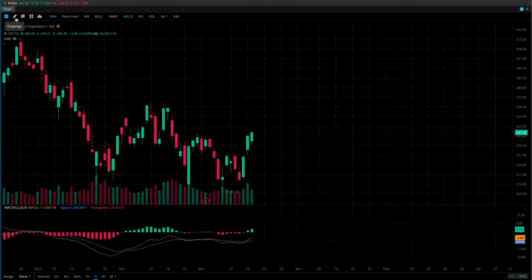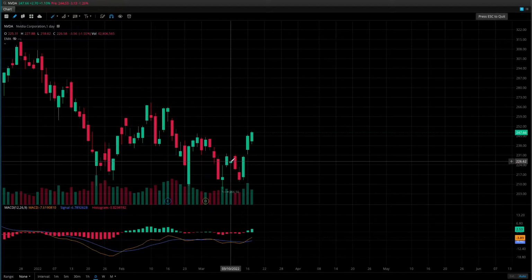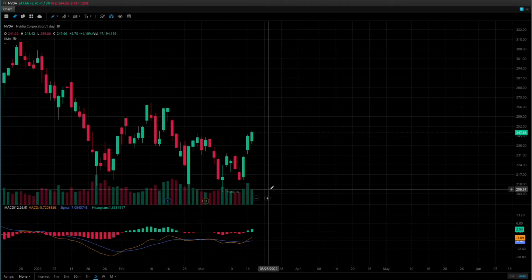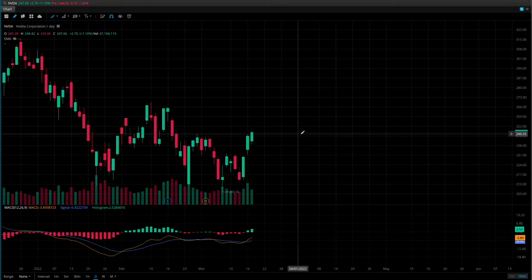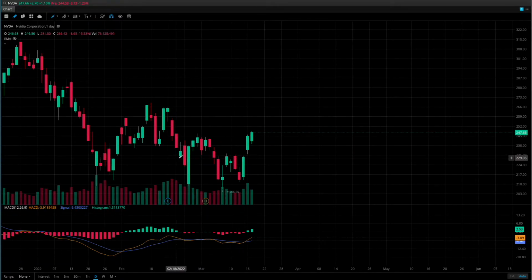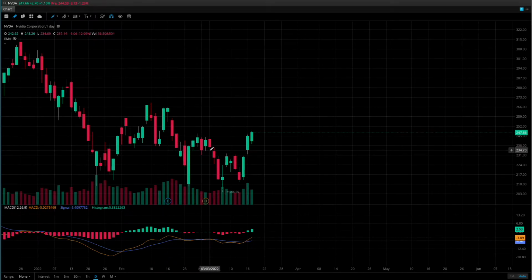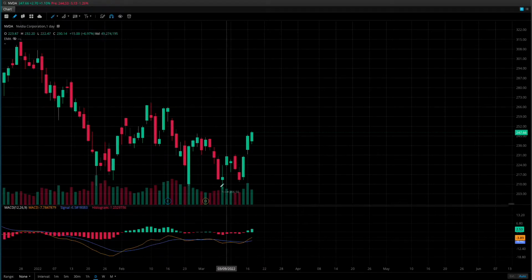So the first thing I like to do on the daily time frame is to look for levels of support and resistance, meaning where I see price struggling to pass, which would be support because it keeps bouncing off of it, or places where price struggles to pass over, which would be the resistance, because it comes back down.